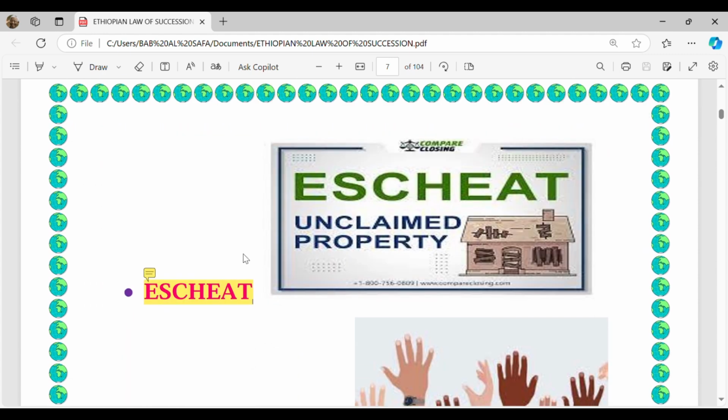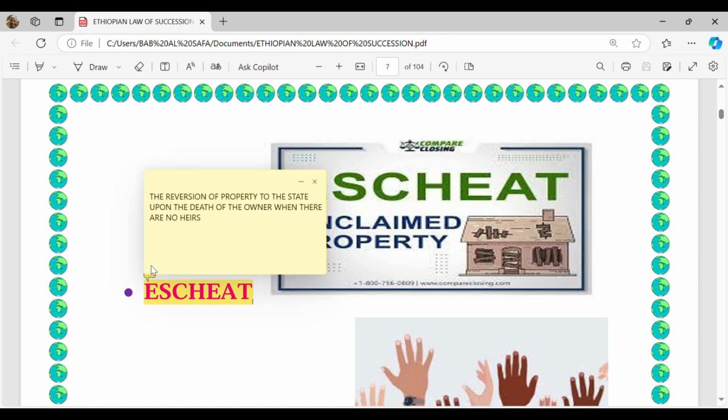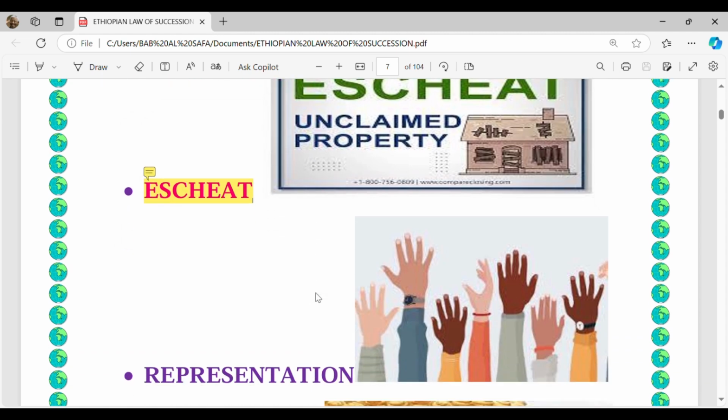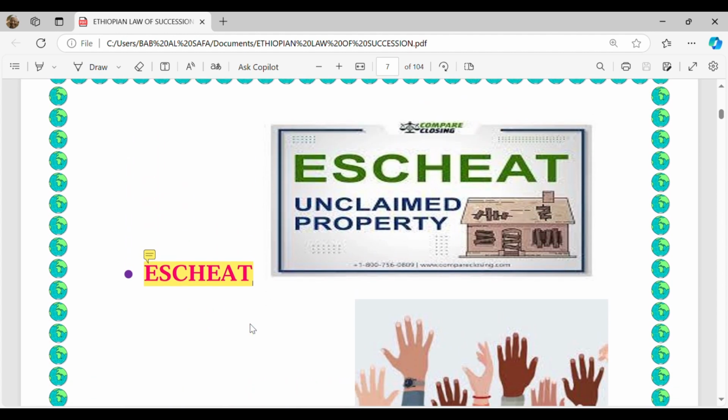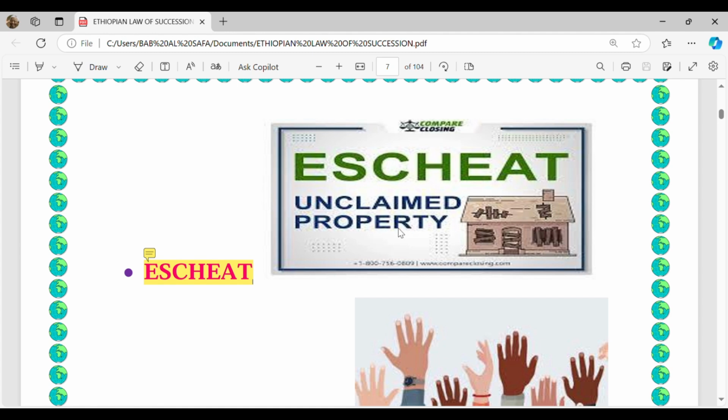And the other one is escheat. Escheat is the reversion of property to the state upon the death of the owner, when there are no heirs at all. Sometimes, though it is rare, the deceased may have no rightful successor. At that time, the property will go to the state, because there is no one who claimed the property. So escheat means the unclaimed property of the deceased person.